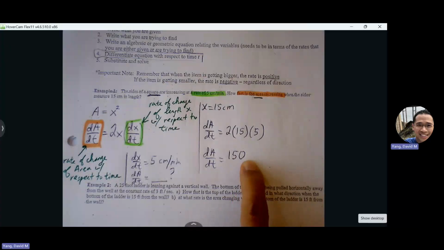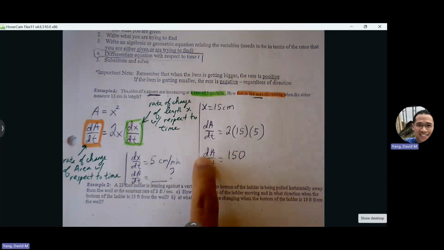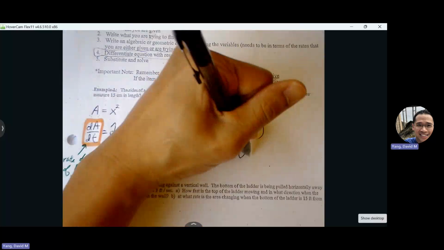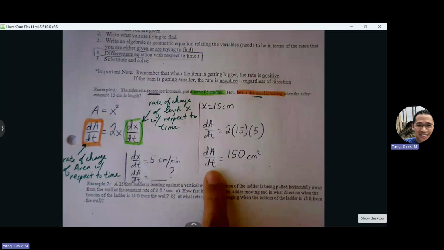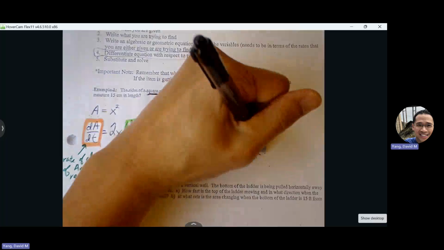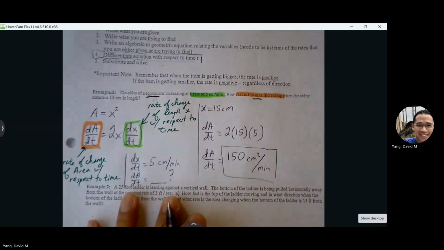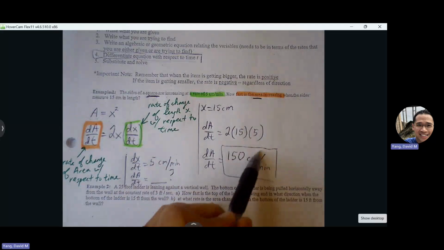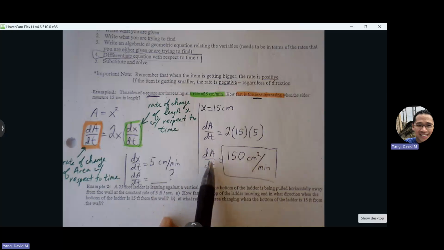Now, another important skill is building your units. And we have two units here, area and time. Area is in terms of what? Centimeters squared. So you're going to put that in the numerator. Time is in terms of a minute, so that's in the denominator. So it's going to be centimeters squared per minute. If you're ever having trouble with your units, look at the variables involved and see if you can assign the units for each variable, and then just put them over each other.